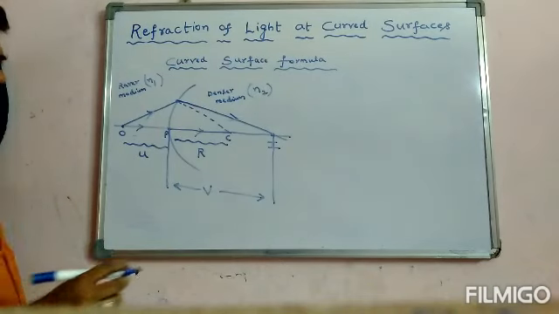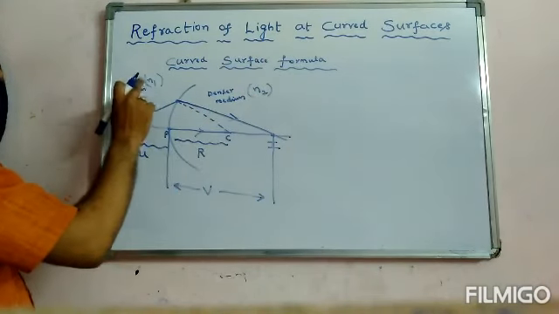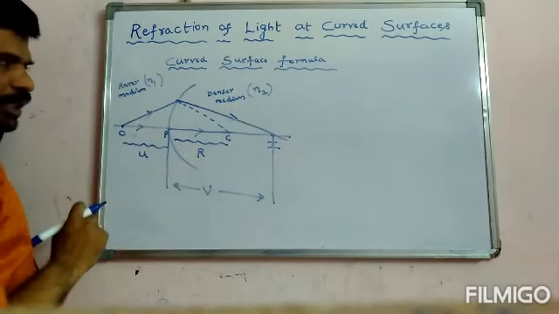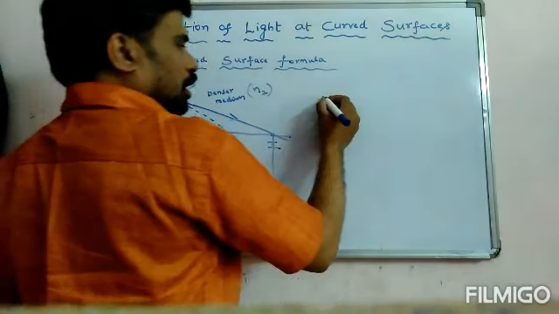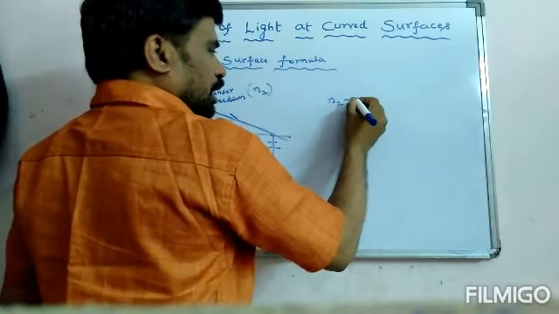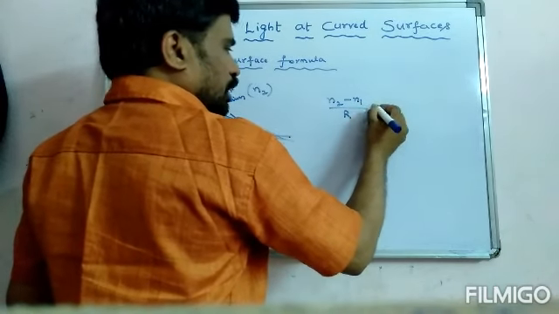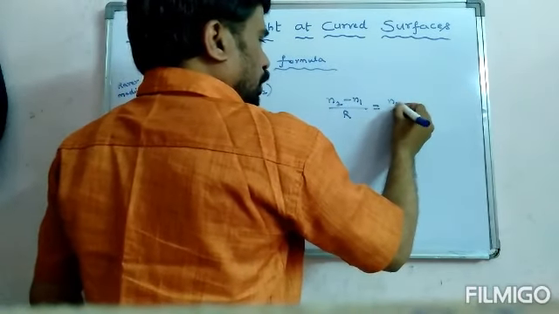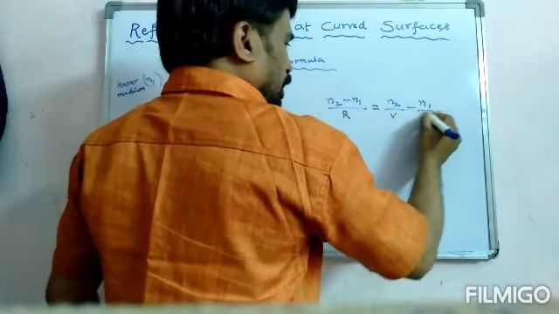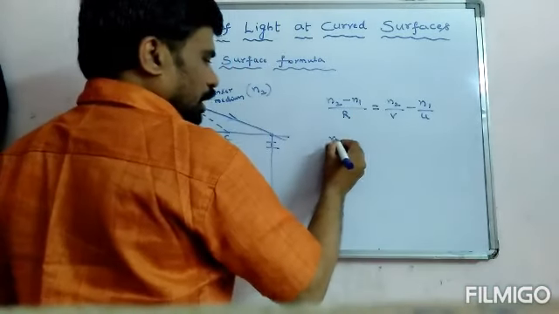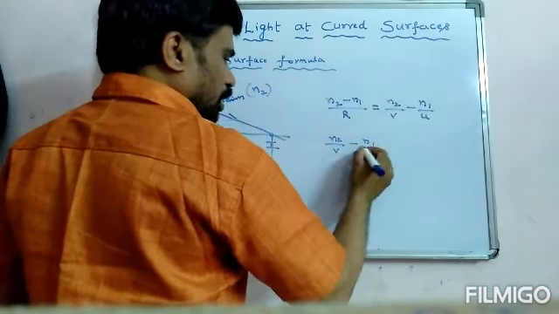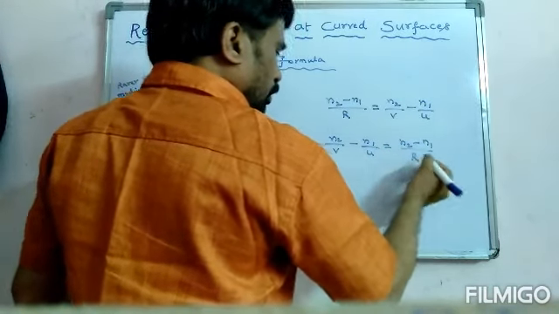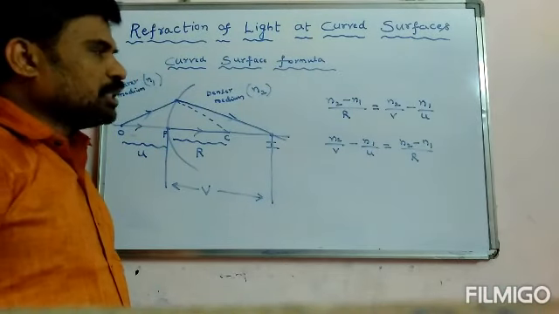Now, what is curved surface formula? Curved surface formula is the formula which relates N1, N2, U, R and V. What is that formula? Let me write. The formula is N2 minus N1 by R is equals to N2 by V minus N1 by U. Nothing but N2 by V minus N1 by U is equals to N2 minus N1 by R. We call this formula as curved surface formula.